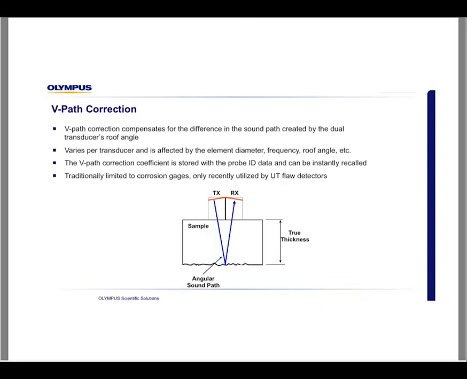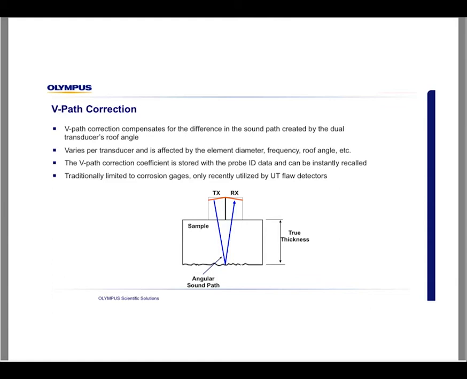So a bit more on the V-path correction. As I said, it compensates for the difference in sound path created by the dual transducer's roof angle. And you can see here that this angle, the sound path traveling from the transmitting element to the back wall and then back to the receiving element, the sound path will be slightly longer, and it won't give you the true thickness of the part.